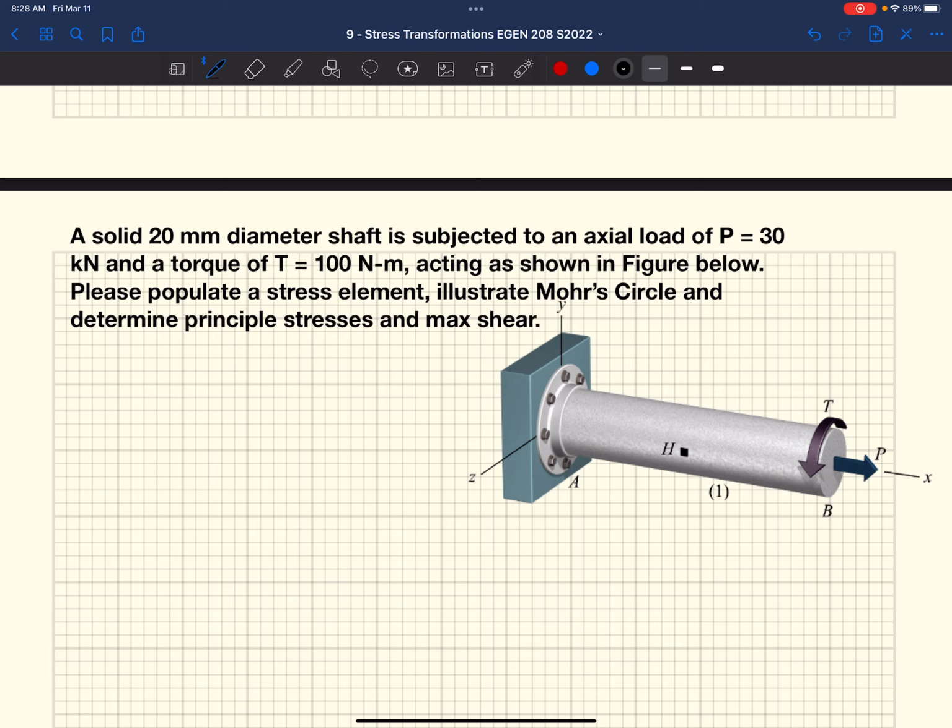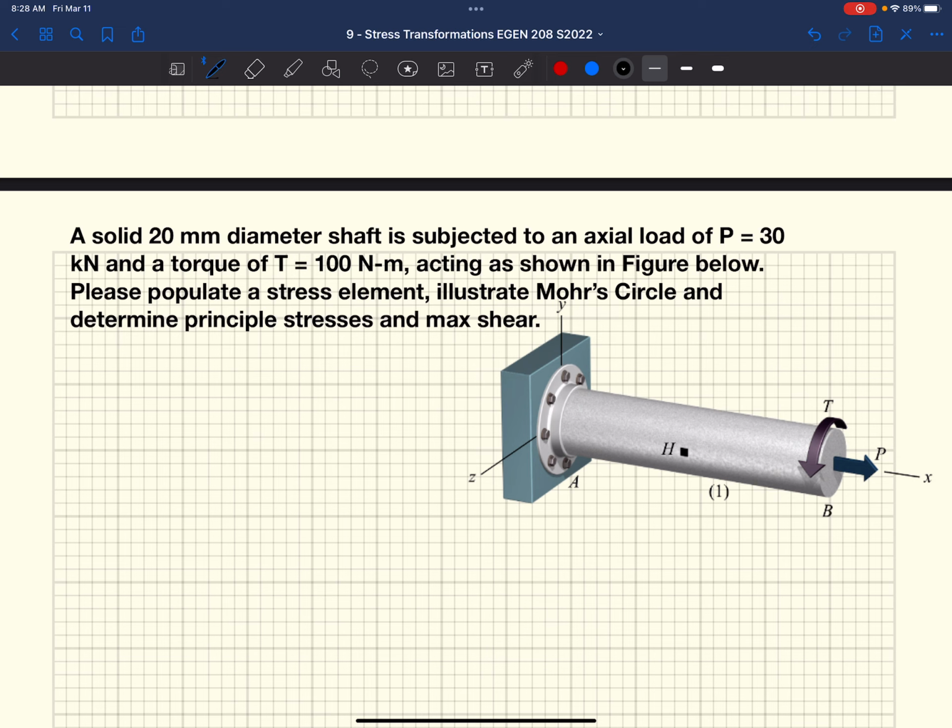That stress element is this little block H, oriented along the axis. So the X face of this block is perpendicular to the x-axis. And then they want us to illustrate Mohr's circle and determine our principal stresses and our maximum shear stress, which is really what you would do in the real world if you were analyzing something outside of SolidWorks. In SolidWorks, you just model it and ask for the maximum principal stresses, and it gives them to you. But if you're doing something simple and you want to do it by hand, this is the method you would use.